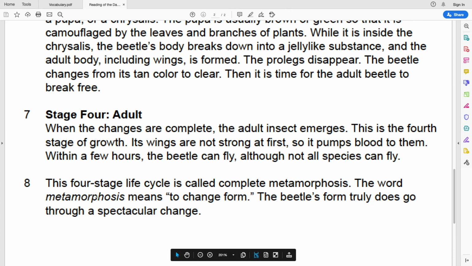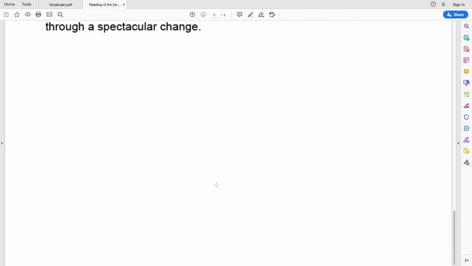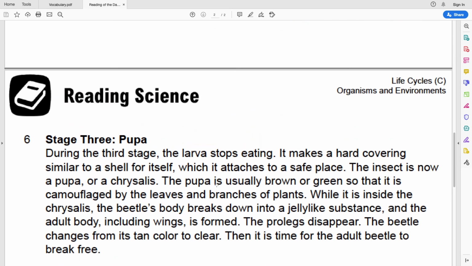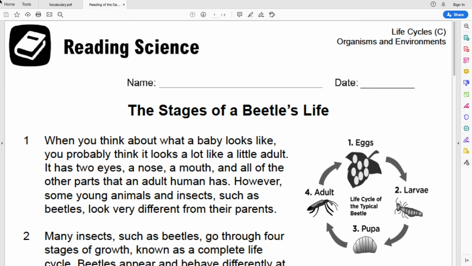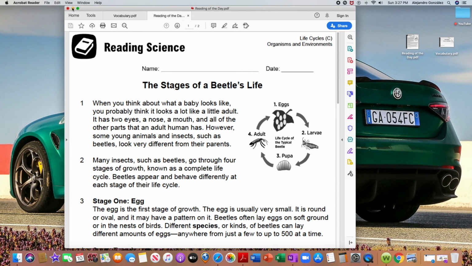Okay, and this 4-stage life cycle is called complete metamorphosis. The word metamorphosis means to change form. The beetle's form truly does go through a spectacular change. And that's true, right? It's a spectacular change. Like we said, they look really, really different in every single stage.